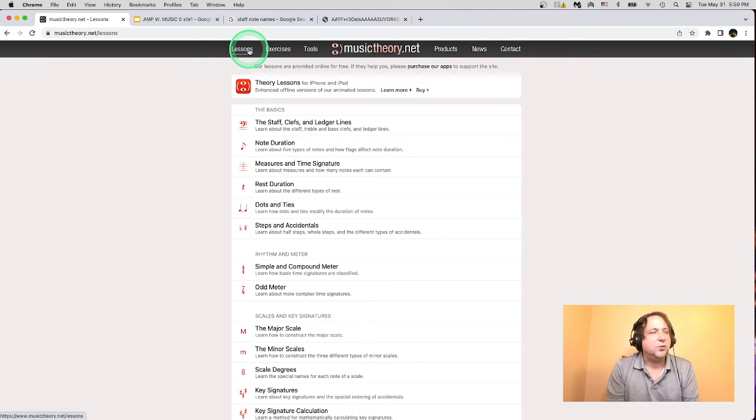So we're just going to go through a few of these lessons. We're going to start from the staff and work our way right down to the steps and accidentals portion of this site. The second week of meter and scales is already up. So watch this first, unless it's too remedial for you, and then skip right to the second week if you already know all of this. So here we go.